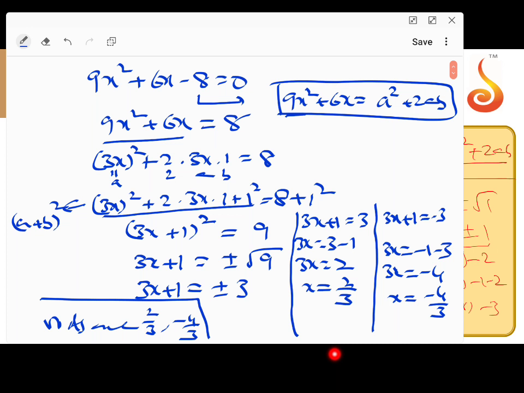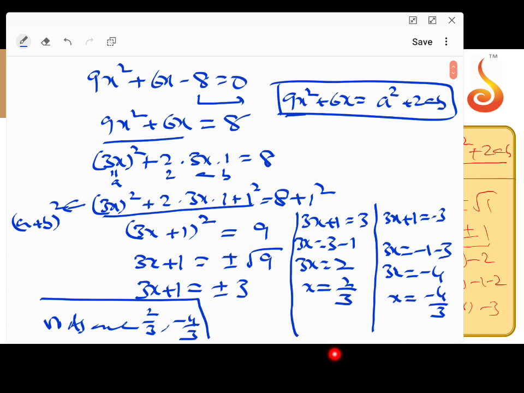And solving for x, we're getting two cases. One case is plus 3, the other case is what? Minus 3. And solve it to get the roots of the equation by using the completing square method. I hope that is clear. This is a little tricky. Please be careful about solving this equation, but you need more practice.